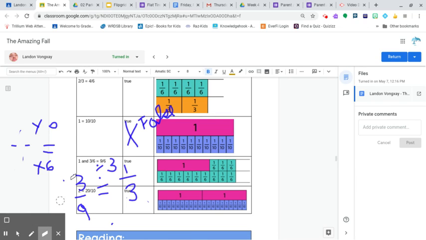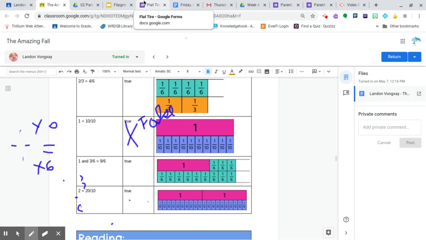This is more so for the grade fives here, 1 and 3/6. So 1 whole and 3/6 is there. And 9/6 is true. Well done. Good job, Landon. So that was the work from yesterday.